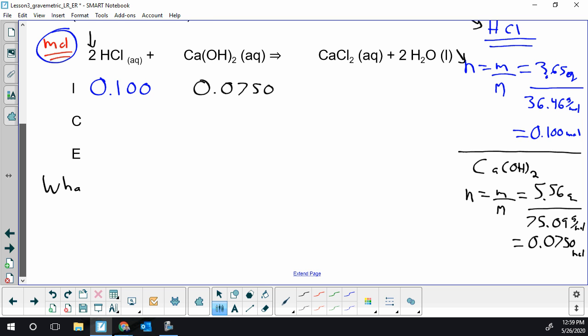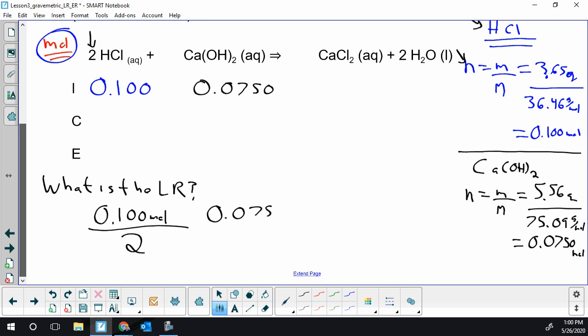So I'm going to call this, what is the limiting reagent? Okay? And to figure this out, I take the moles of each reactant and divide it by its coefficient. So there's 0.100 moles of HCl, but it's going to react away twice as fast as any one coefficient amount. Calcium hydroxide is 0.0750 moles, and it's going to react at a rate of 1. It's going to react slower. And by doing this, I'm factoring in how fast things react.